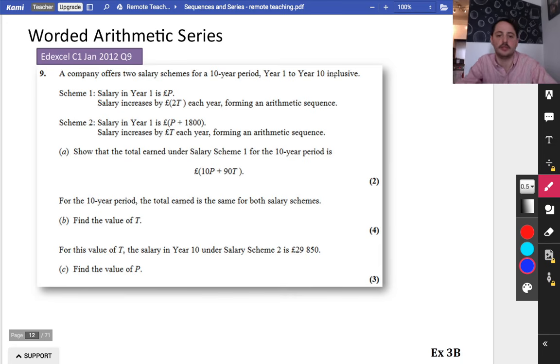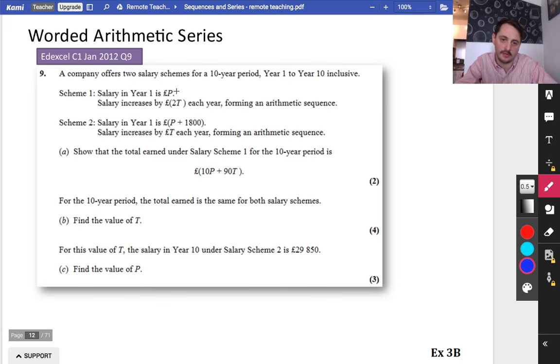Okay, so if you want to, have a go at this question after you've done exercise 3B, and pause the video and then come back and see if you've got the same answer that I do. Okay, so it says a company offers 2 salary schemes for a 10-year period, year 1 to year 10 inclusive. That just means it includes year 1 and it includes year 10.